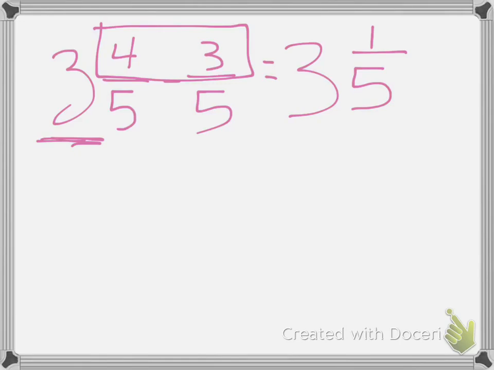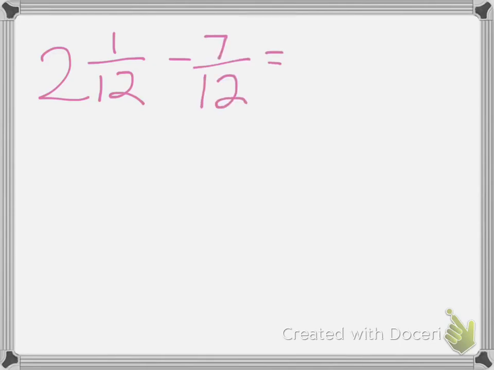Of course, I'm gonna bump it up a notch and give you a harder one. What if I had 2 and 1/12 minus 7/12? Okay, first thing I notice, I have the same denominator, same units, so I can go ahead and look at my whole numbers. I have 2, take away no whole numbers. Okay, I'm good there. But then look at my numerators.